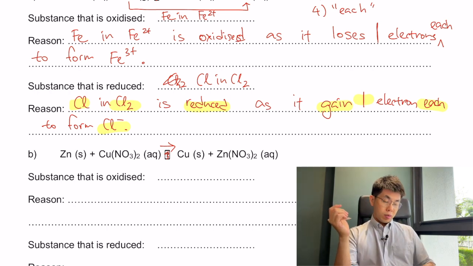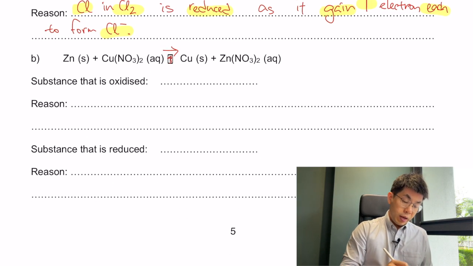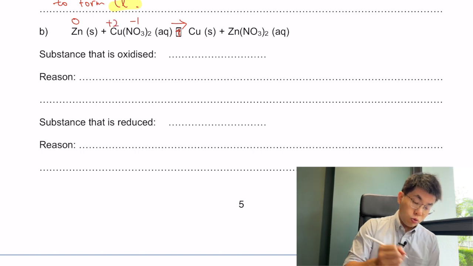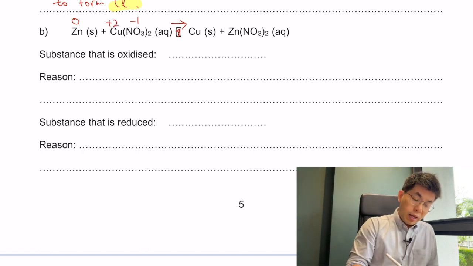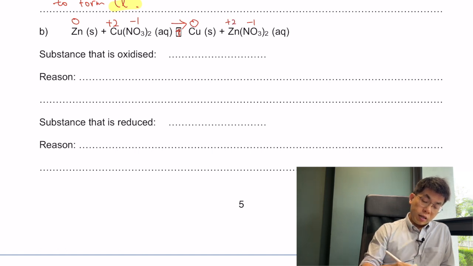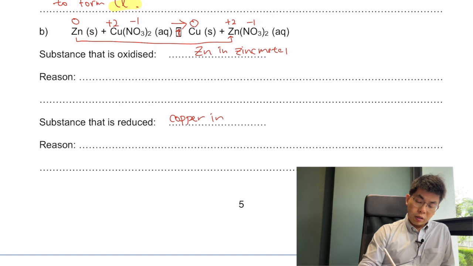Okay, let's do one last question over here. We can see that zinc is an element, so it is 0. We know that the nitrate ion is -1, and there are 2 of them, so this copper is +2. Copper is an element over here, and an element is 0. Again, nitrate is -1, and 2 of them, so this zinc is +2. So the one being oxidized is the zinc, because it goes from 0 to +2, so it's the zinc in zinc metal. And the one being reduced is my copper in my copper nitrate.